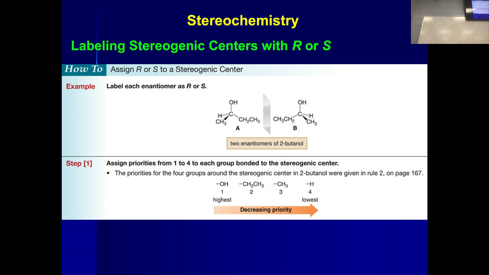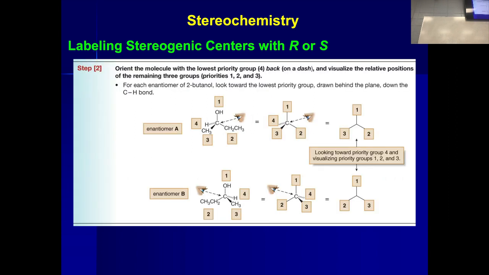So we have just built an enantiomer A. But I can't go around and tell people it's enantiomer A of 2-butanol. It doesn't mean anything, right? So we have to name it as either R or S. So we've done the priorities.